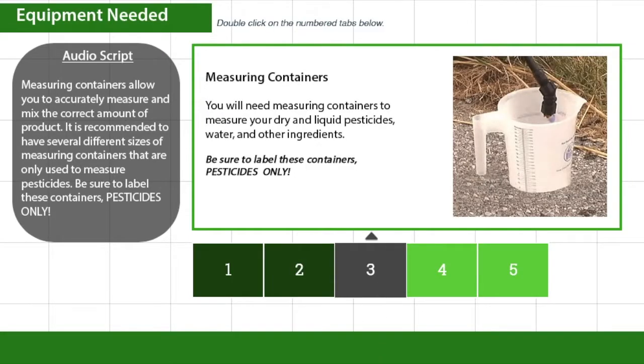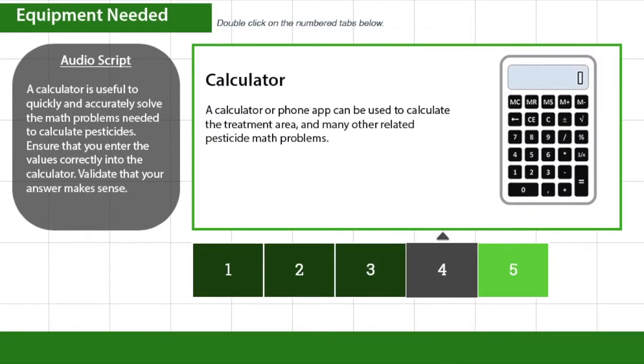Measuring containers allow you to accurately measure and mix the correct amount of product. It is recommended to have several different sizes of measuring containers that are only used to measure pesticides. Be sure to label these containers pesticides only. A calculator is useful to quickly and accurately solve the math problems needed to calculate pesticides. Ensure that you enter the values correctly into the calculator. Validate that your answer makes sense.